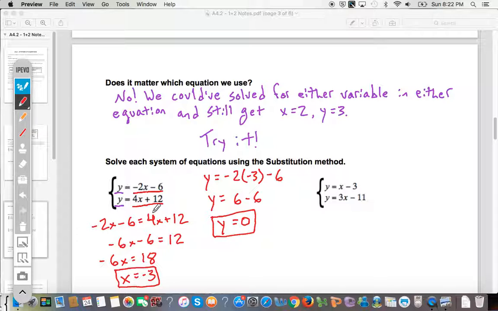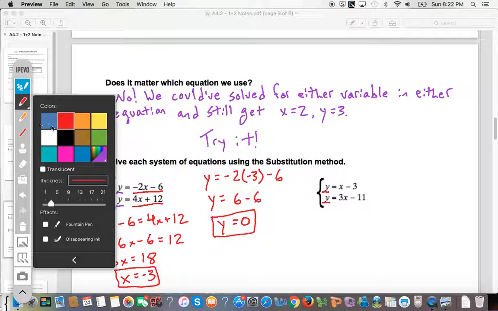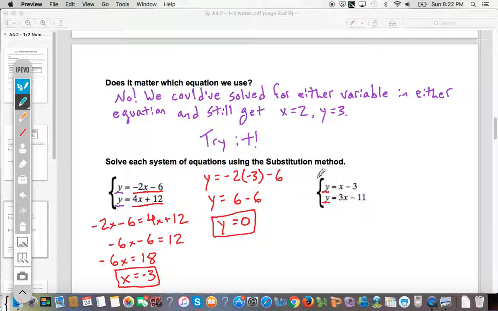Okay? So let's take a look at this one over here. I have y equals this. Okay, so we know those y's are the same. So y equals x minus 3, and y also equals 3x minus 11. So y equals y, of course, so I'll set these two expressions equal to each other. So I have x minus 3 equals 3x minus 11.